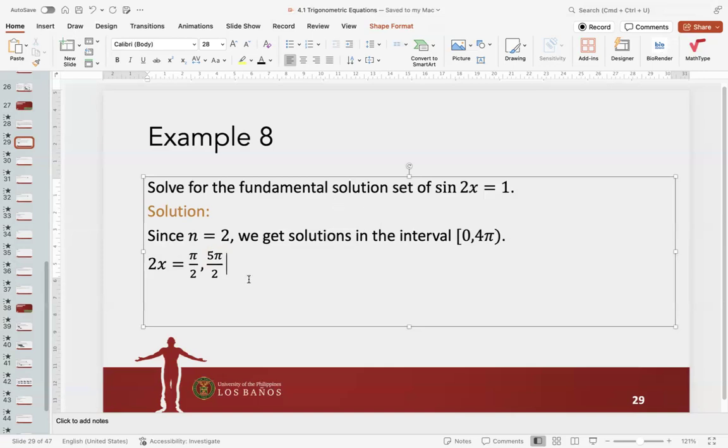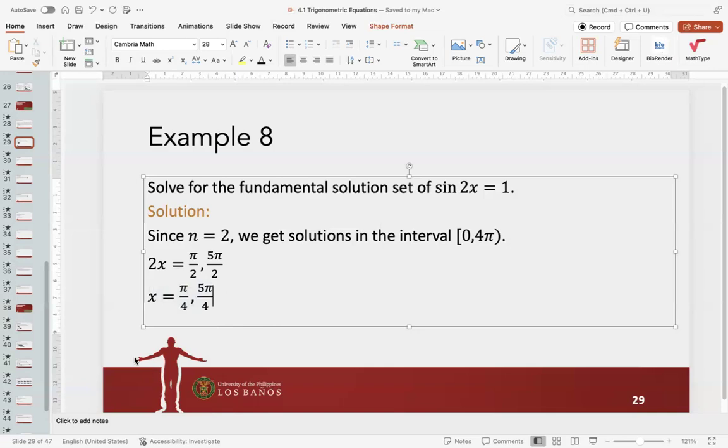All we need to do now is to just look at this. We have a coefficient of 2 here. So in order for us to find the solution set, all we need to do is to multiply both sides by 1/2. So 1/2 times 2x will just be x. And 1/2 times pi over 2 will be pi over 4. And 5 pi over 2 times 1/2, we get 5 pi over 4.